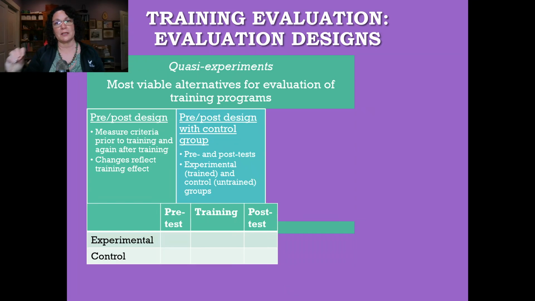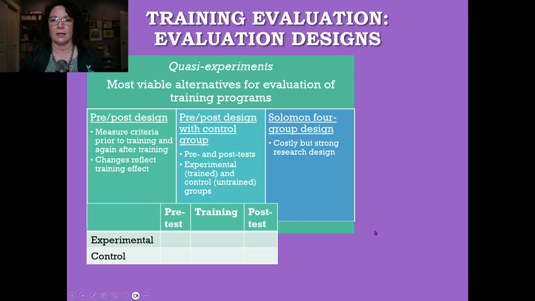we have one group that doesn't get trained. And what we're hoping is not only that the pre-test score will be different from the post-test score for the experimental condition, but that the post-test score for the experimental condition will be different from the post-test score for the control group because they didn't experience training. So that's another way to test the efficacy of training.